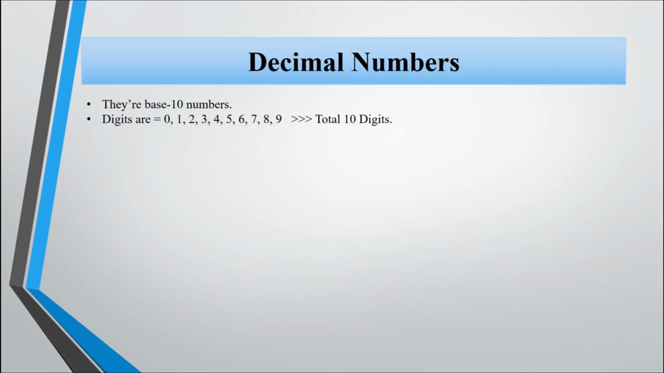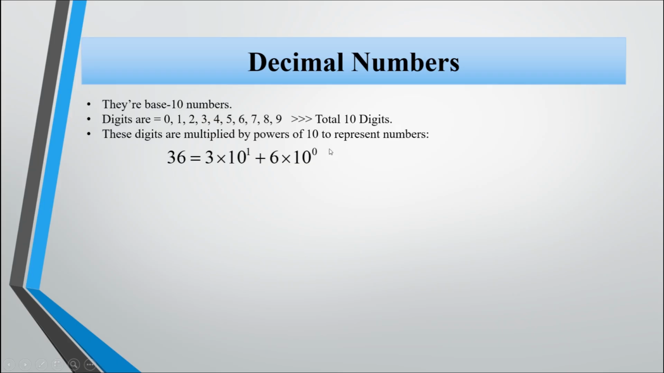The digits in a decimal number are 0, 1, 2, 3, 4, 5, 6, 7, 8, and 9. We have a total of 10 digits here. These digits are multiplied by powers of 10 to represent numbers. For example, we have 36 here, which is actually 3 multiplied by 10 to the power of 1, which is tens, plus 6 multiplied by 10 to the power of 0, which is ones.